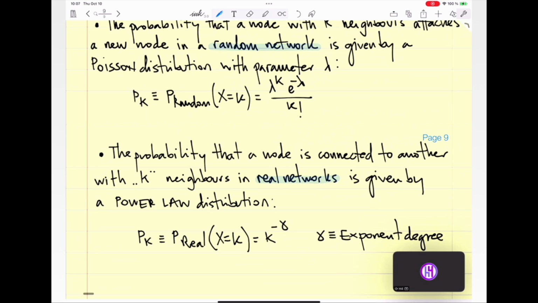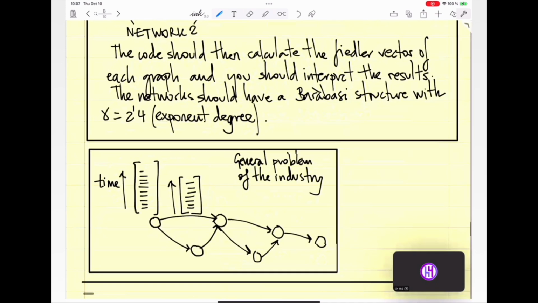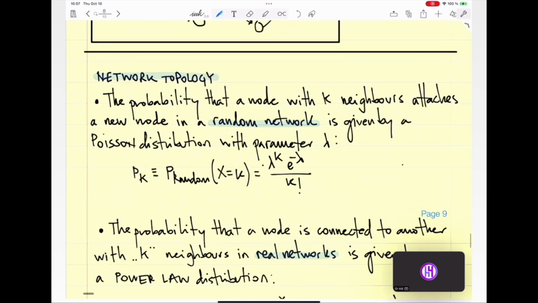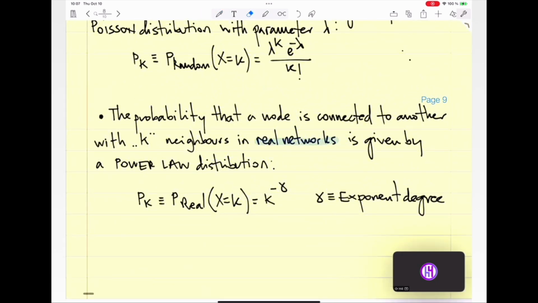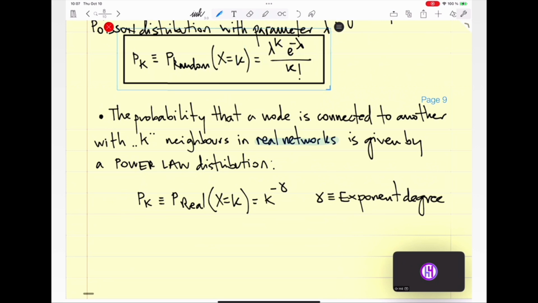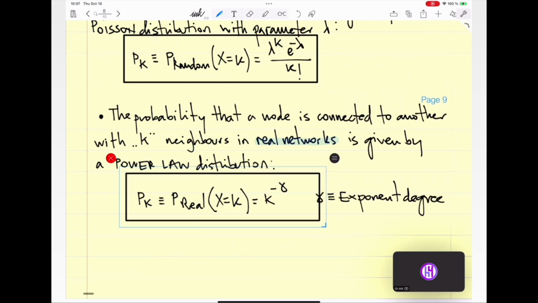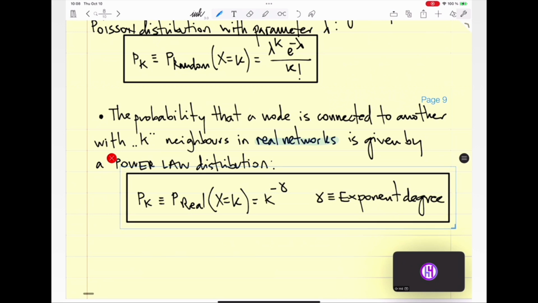In the exercise above, remember I talked about a Barabasi structure with degree exponent 2.4. The Barabasi structure is a model for modeling real networks. So the random networks are Poisson distributed, which means we can use all the statistical tools that allow us to calculate the characteristics of this distribution, and then we have the power law based on the degree exponent for real networks. So behavior is different.